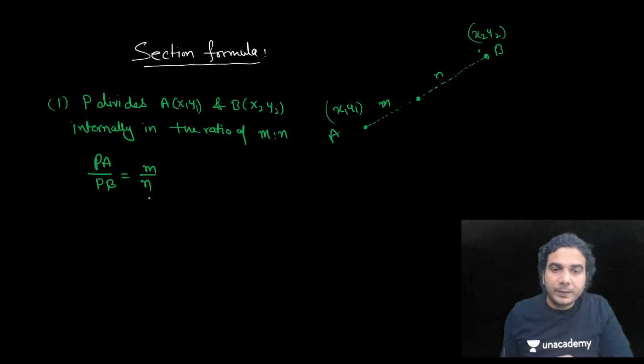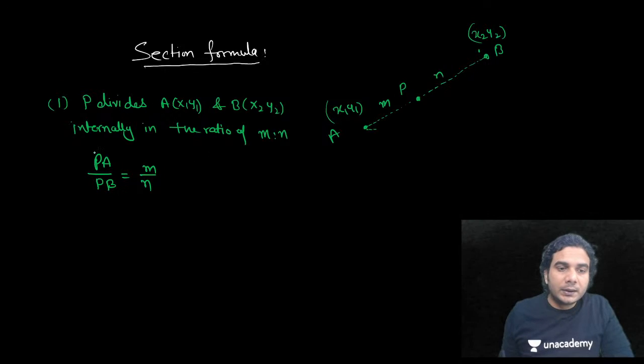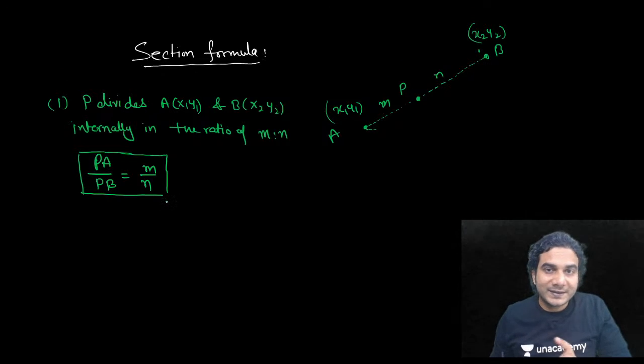All right, PA upon PB is m upon n. So if PA upon PB is m upon n, then now you need to find the coordinates of this point. What is the meaning of internal division? That P is between A and B first of all, and then PA upon PB is m upon n. Distance of P from A upon distance of P from B. That is the meaning. Okay.